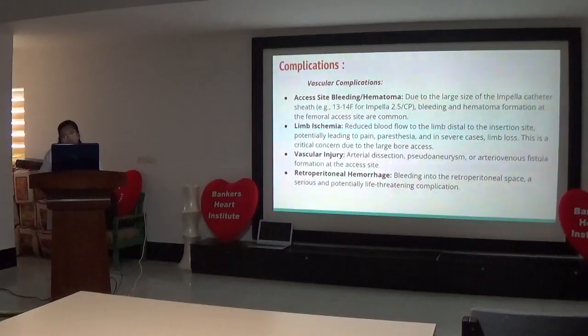There are chances of limb ischemia, again due to reduced blood flow in the same limb, like on the right side. Or there is a vascular injury, which is causing arterial dissection or pseudoaneurysm. And if there is bleeding, it can be seen as retroperitoneal hemorrhage.